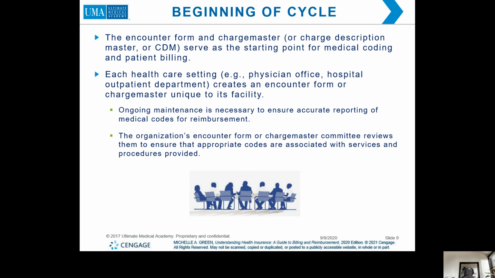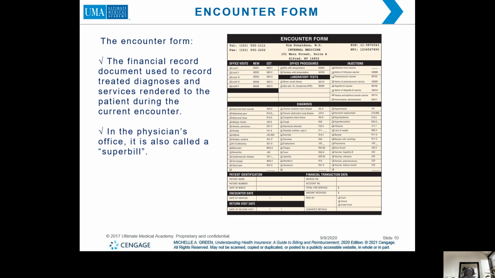So this is what an encounter form looks like. It has CPT codes on it, and it also has diagnosis codes on it. It will have the common CPT and common diagnosis codes for that particular facility or medical office. It will be checked off, and then that is what will be used for the coding. Way back in the day, it used to be called a super bill. Now it's an encounter form.